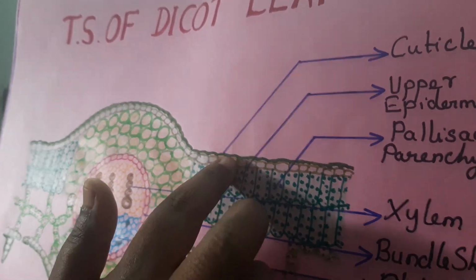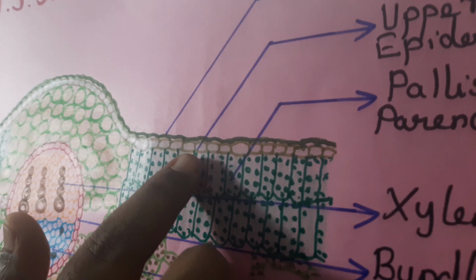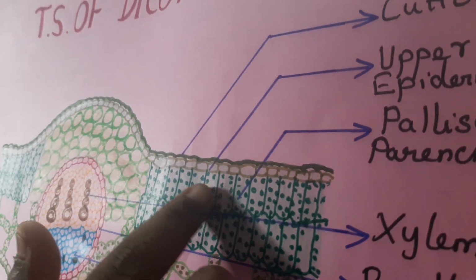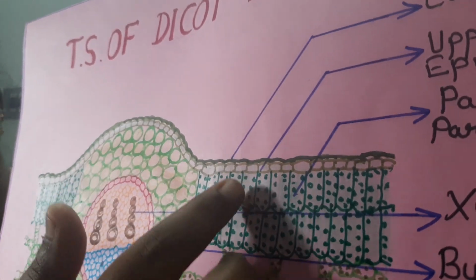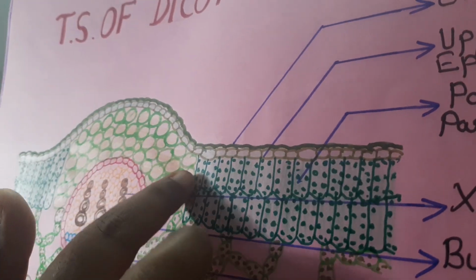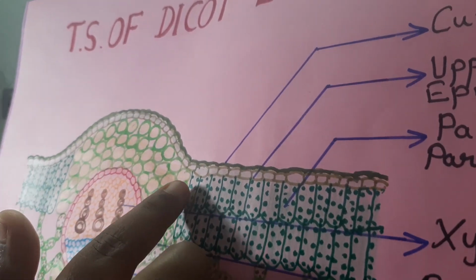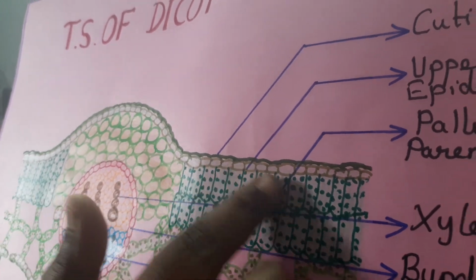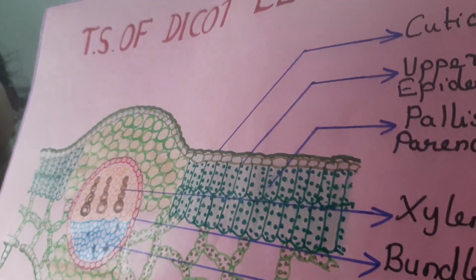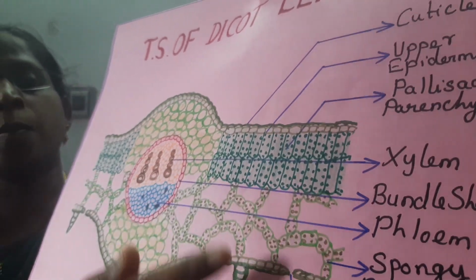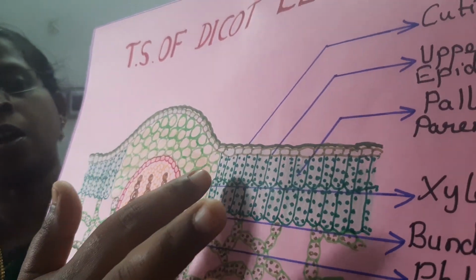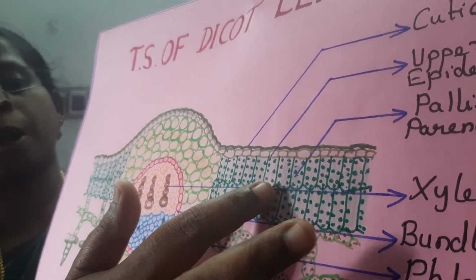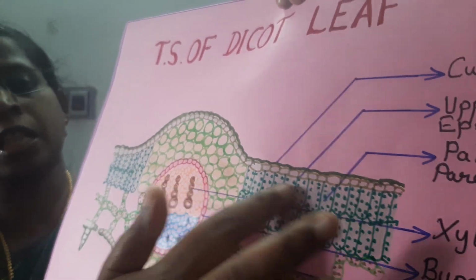It consists of elongated cells. Here you can see elongated cells that are closely arranged without any intercellular spaces, and they contain a large amount of chloroplast. What is the function of the palisade parenchyma? Because of the presence of chloroplast, it performs photosynthesis.